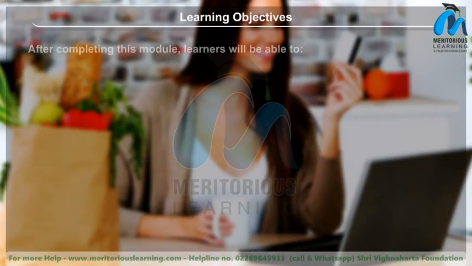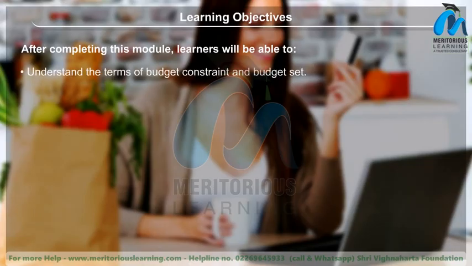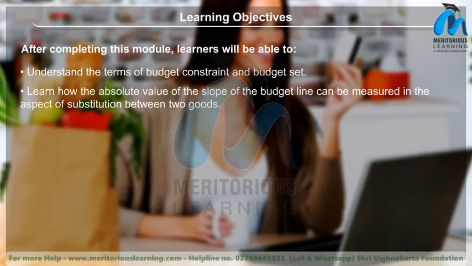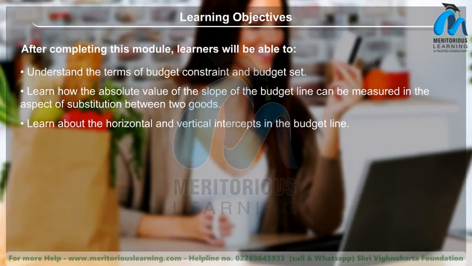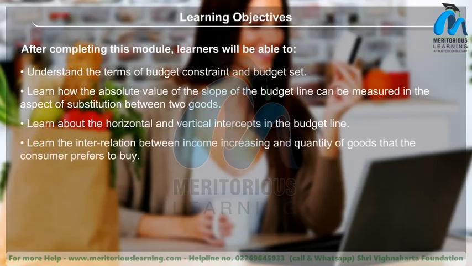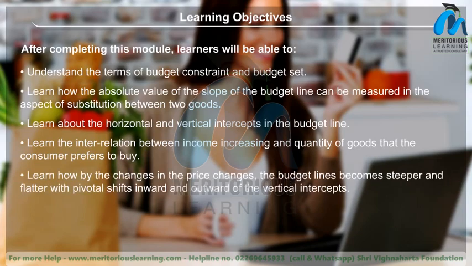Learning objectives. After completing this module, learners will be able to understand the terms budget constraint and budget set. Learn how the absolute value of the slope of the budget line can be measured in terms of substitution between two goods. Learn about the horizontal and vertical intercepts in the budget line. Learn the interrelation between increasing income and the quantity of goods that the consumer prefers to buy. Learn how, as prices change, the budget lines become steeper and flatter, with pivotal shifts inward and outward of the vertical intercepts.